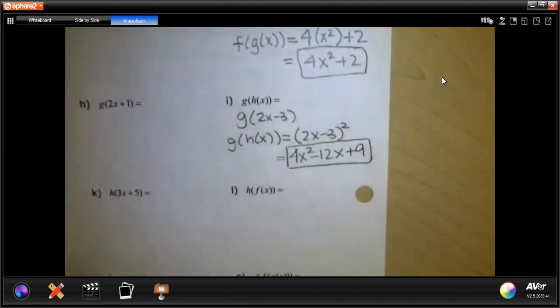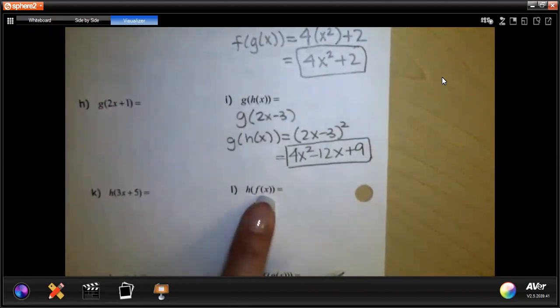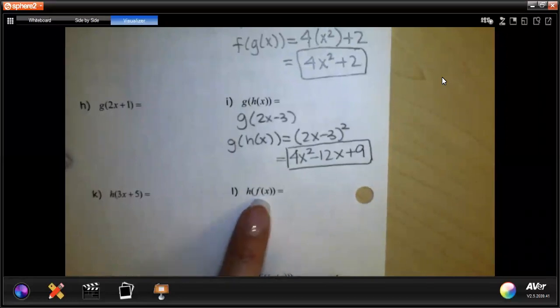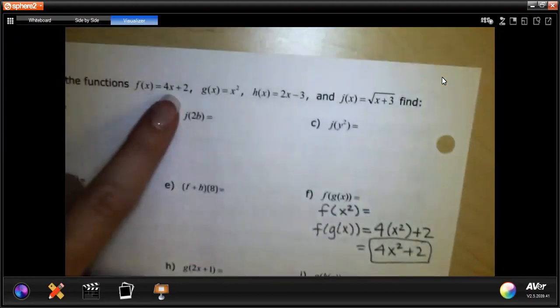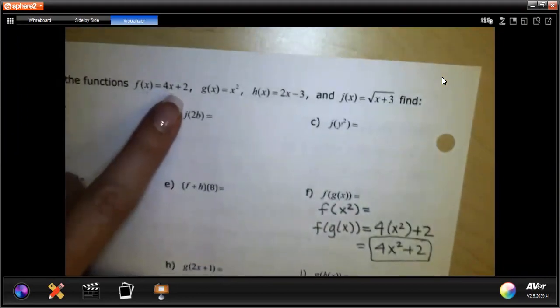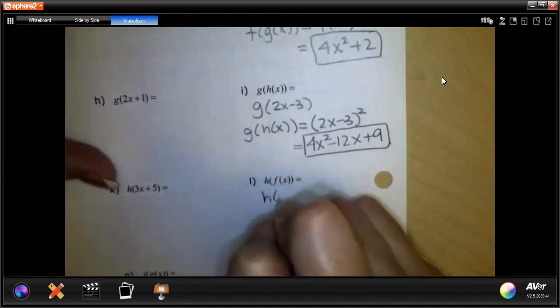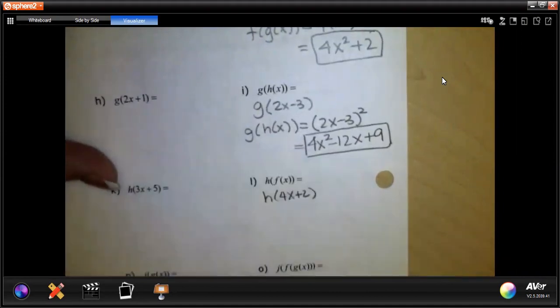There's another one here, h of f of x. All right, so first thing I would want to do is figure out what is f of x, because that's going to go inside my h function. And f of x is 4x plus 2. So we're going to plug that in there.